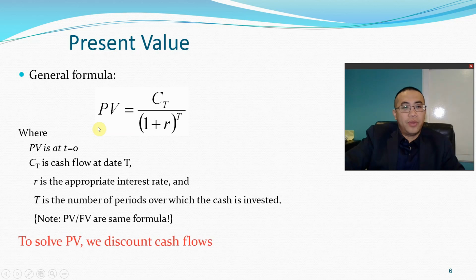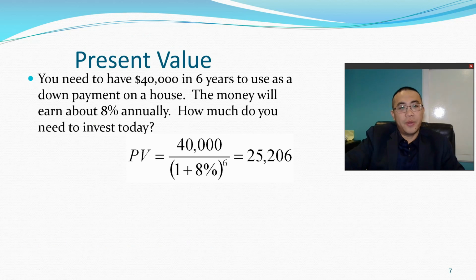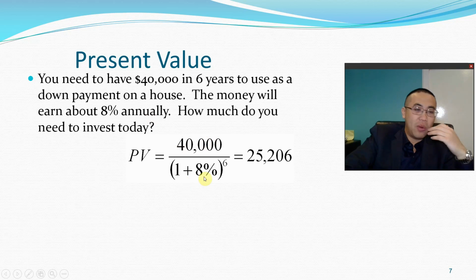Okay, so here is an example using present value. You need to have $40,000 in 6 years to use as a down payment on a house. Whatever you're going to use it for, you need $40,000 6 years later. So this $40,000 is a future value. The money will earn about 8% annually. How much do you need to invest today? You're going to discount 40,000 by 1 plus 8%, and you have to discount it for 6 periods. That's your denominator, and then you'll calculate your present value as 25,206.